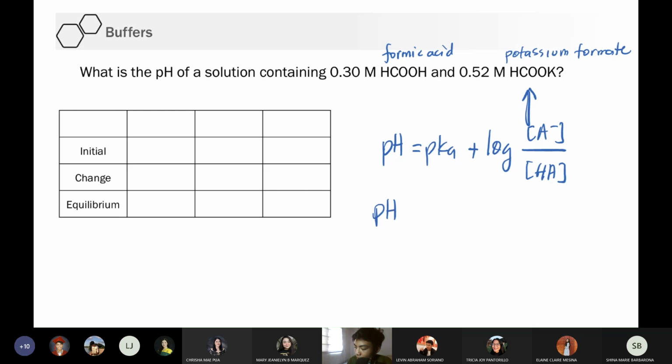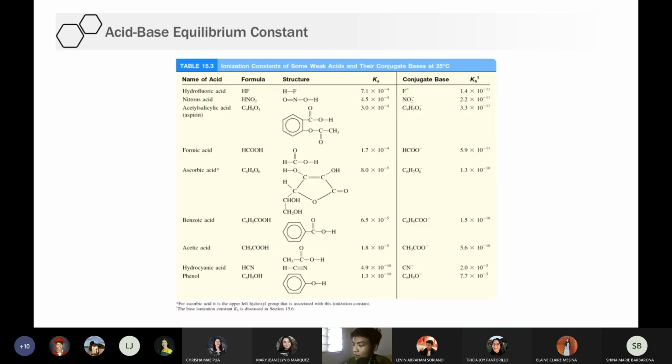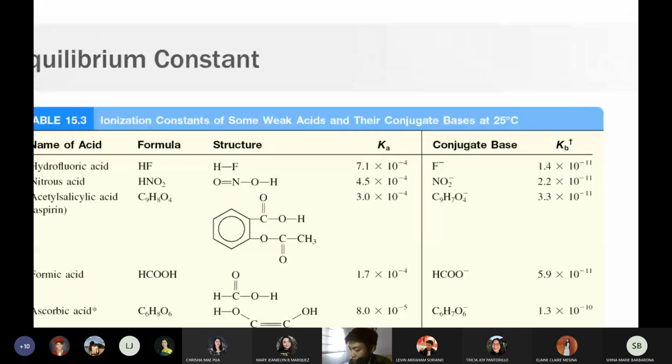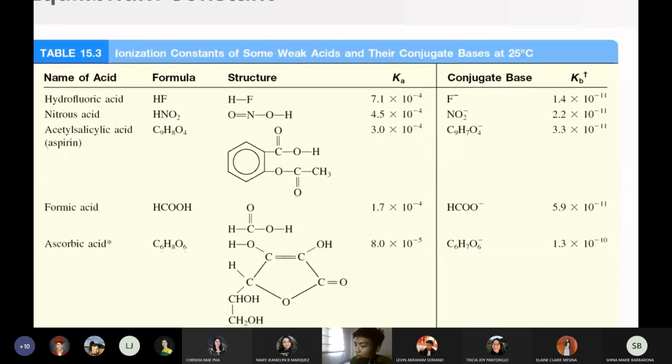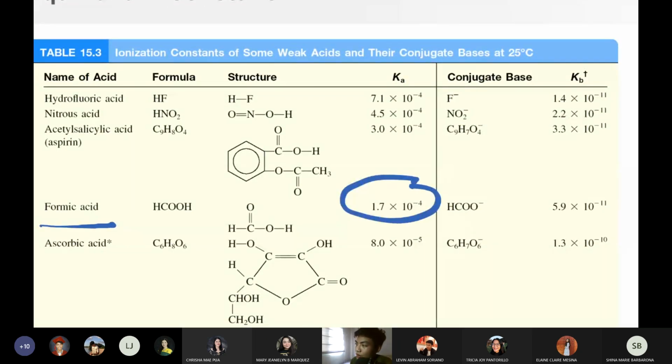pH. What is the pKa? The pKa pertains to the negative logarithm of your dissociation constant for the acid. So, what is that? It's in the table. Di ba last time may pinakita akong table? Andun yan. So, hindi yan kakabisaduhin. Tinitignan yan. So, for the acid, hanapin natin yung Ka ng formic acid. So, ito yan. Ayan. So, ito yung formic acid. Ito yung Ka niya. Ayan yung Ka na gagamitin natin doon. 1.7 times 10 raised to negative 4.